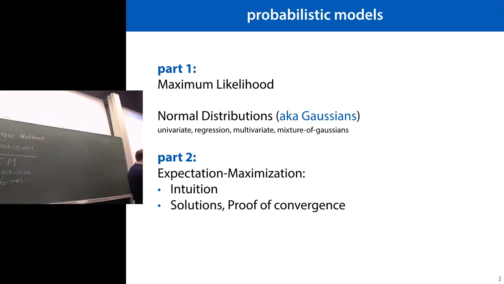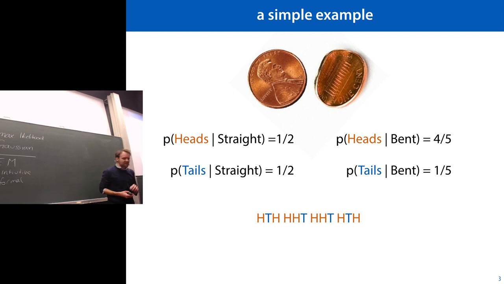Let's start with this maximum likelihood thing. Let's start with a simple example. Let's say you have 2 coins. One coin is bent and one coin is straight. So the straight coin lands heads 50% of the time and tails 50% of the time. The bent coin lands heads about 4 in 5 times and tails about 1 in 5 times.